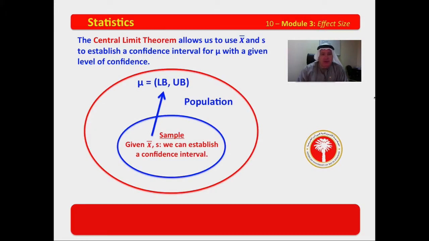Again, you may remember this awesome diagram. This is about the central limit theorem, which allows us to use x bar and s to take a sample, take its mean and its standard deviation to establish a confidence interval for mu with a given level of confidence. In other words, we can take a sample of size n, we can calculate x bar and s of the sample, and using x bar and s, we can construct a confidence interval for mu, which will, at a given level of confidence, which has a set z-score, give us a lower bounds for mu and an upper bounds for mu. This is extremely powerful.